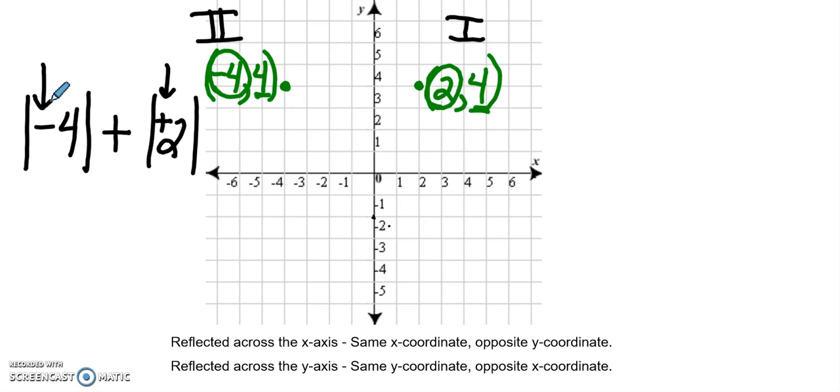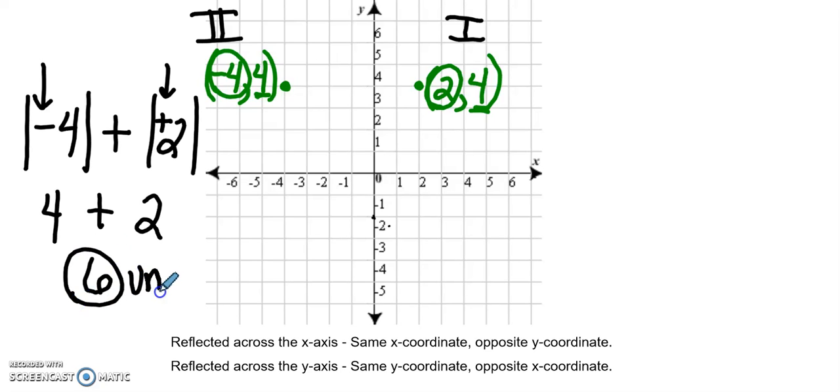So the absolute value of 4, absolute value is absolutely positive, so it's always positive because it's distance. The absolute value of 4 is 4. The absolute value of -4 is 4, and the absolute value of +2 is 2. Distance is always positive. You can't have a negative distance. And my final answer is 6. So I know that these 2 points are 6 units or 6 grid boxes apart from each other.